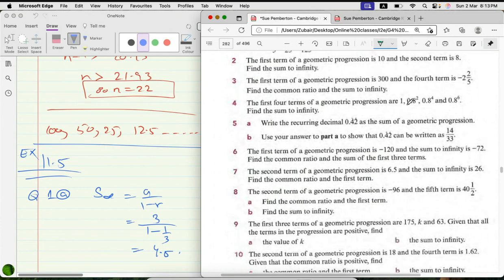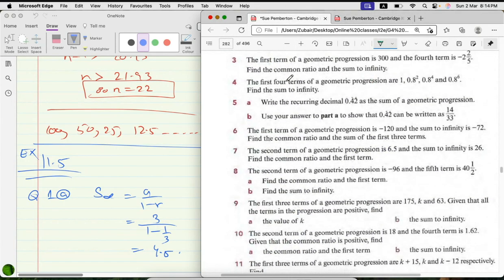Try question number 2. Sorry, 250? Number 2, 250 is correct. Question number 3.